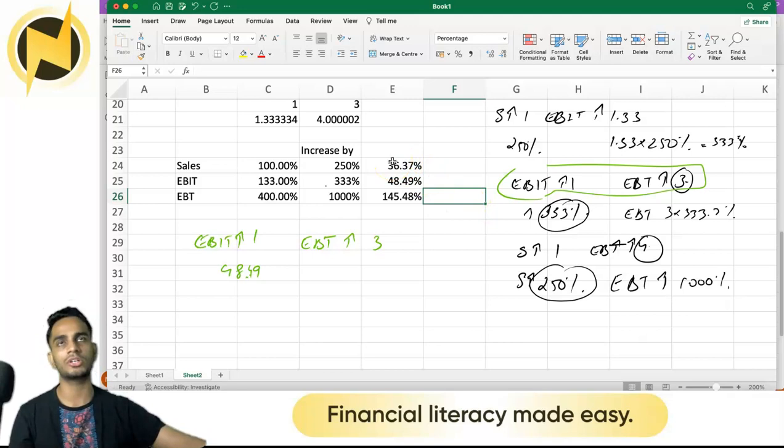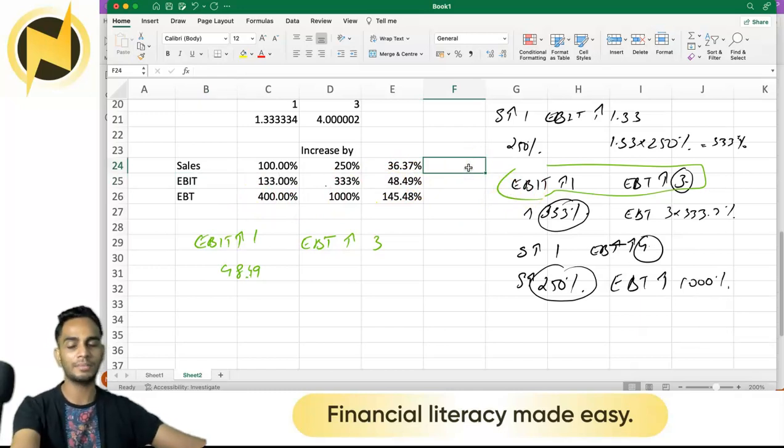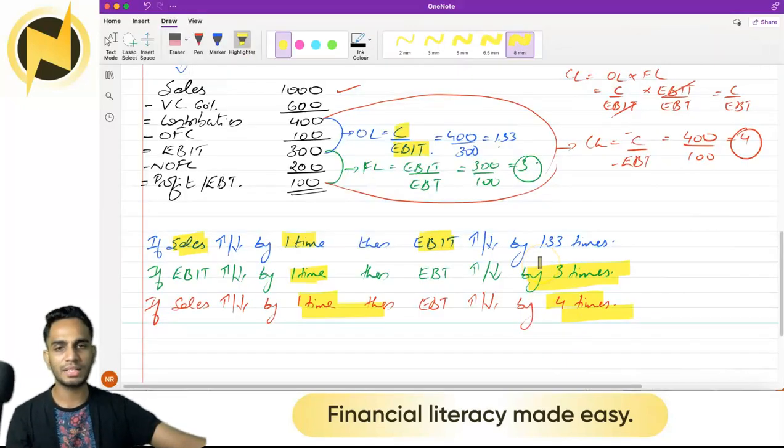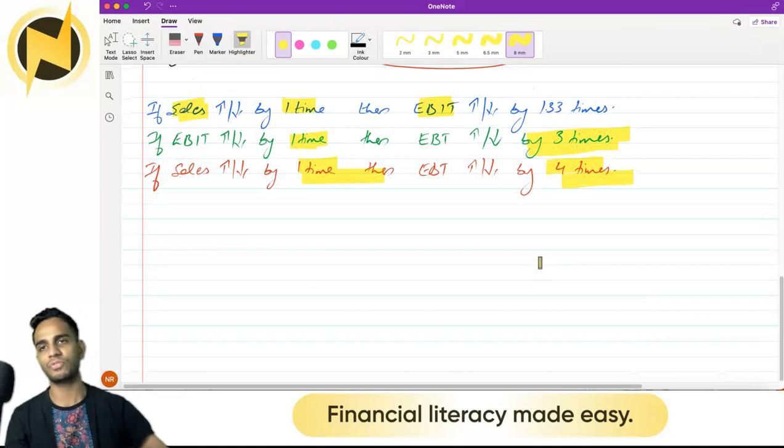Alright, so this is why you need leverages, so that when you take a random sales figure or you want to project to a company saying that our sales is currently 10,000, it will go to say some 25,000, that is an increase by 150%, or it will go to say 75,000, that is an increase by 65%, then we can expect our EBIT to go up by so much percentage and EBT to go up by so much percentage. Okay, yes, clear. That's it. That's why you need leverages. Okay. I think I've covered everything that's required as far as the theory area of leverages are concerned.